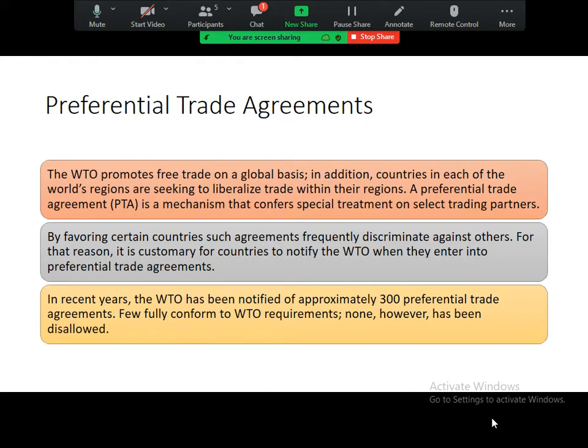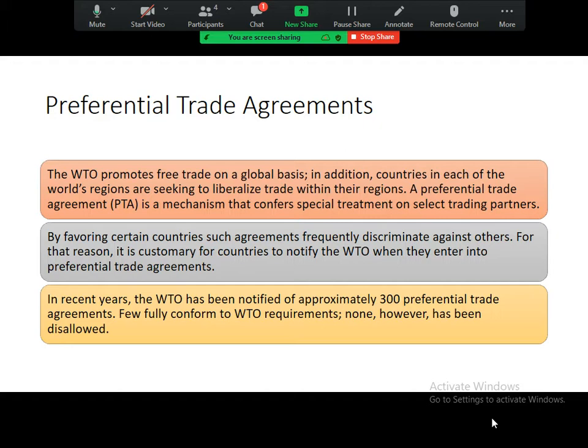For such reasons, it is compulsory for countries to notify the WTO when they enter into preferential trade agreements. In recent years, the WTO has been notified of approximately 300 preferential trade agreements. Few fully conform to WTO requirements, and none, however, has been disallowed.